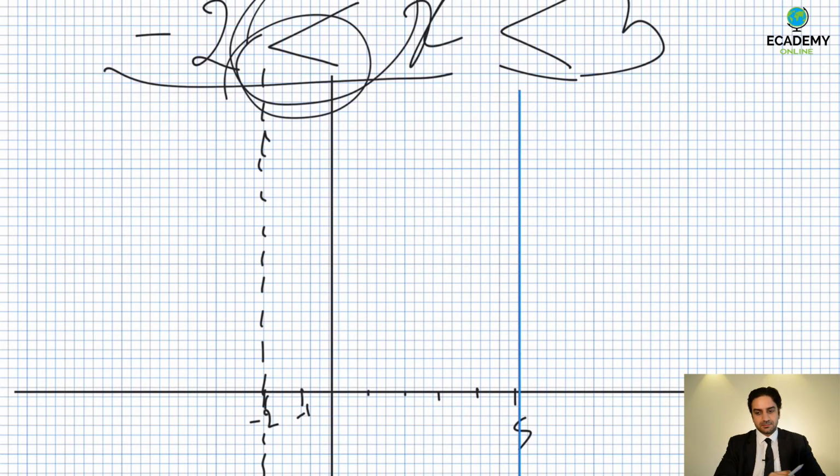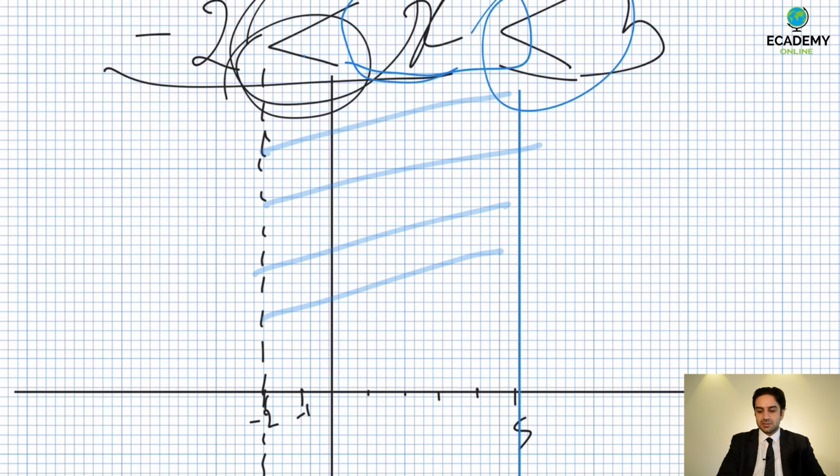So it is solid at 5 because 5 has an equal sign with its inequality. It is dotted at minus 2 because there is no equal sign. And the solution is in between the two. Therefore, I don't need to test it. I can simply shade in between, because this is where the true side lies, just in between minus 2 and 5.